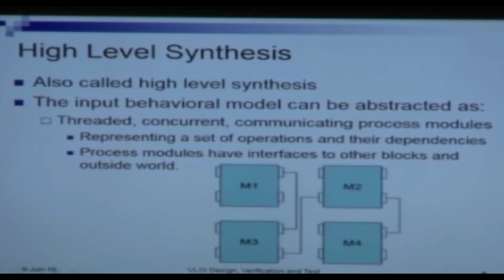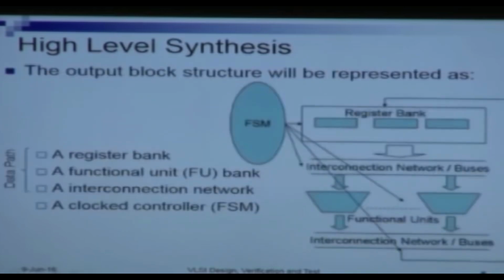So architectural synthesis is also called high-level synthesis. The input behavioral model is abstracted as threaded concurrent communicating processes. So these processes represent the operations and the data and how the data is transformed through these operations. And process modules have interfaces to other blocks and the outside world, as we said yesterday. And the output of the high-level synthesis step is a data path and control path. The data path is composed of a set of registers or a register bank, a functional unit bank, and interconnection network. So this is the register bank.